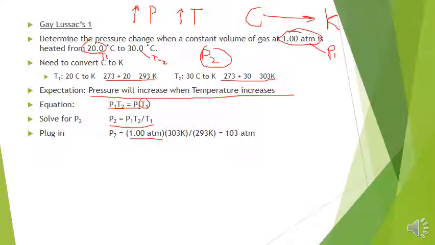So P1 is 1 atmosphere. Final temperature is 303, initial temperature 273. Do the math, and you get 1.03 atmospheres, sorry, that should be 1.03. And that's what you expected. You expected the pressure to go up. All right, there you go.